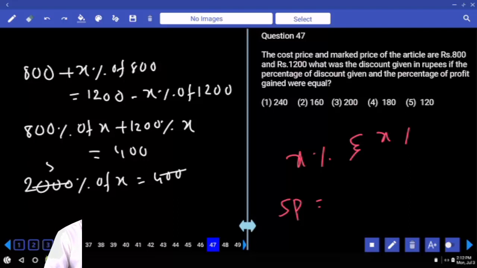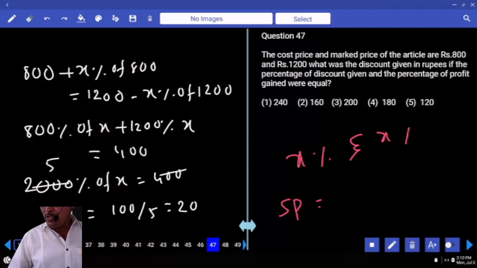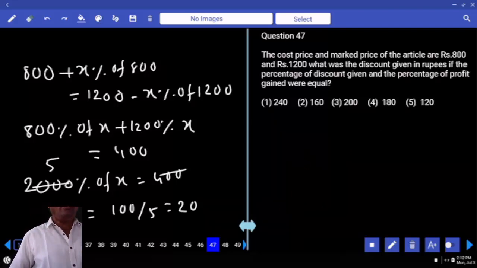400 5s are 2000. X equals 100 by 5. How much in percent? 20%. So the discount value or the profit value in percent is 20. But you are asked to find the discount amount in rupees. Am I right?